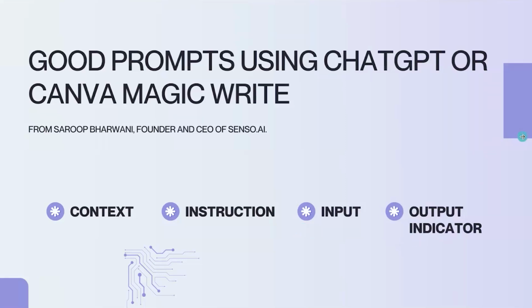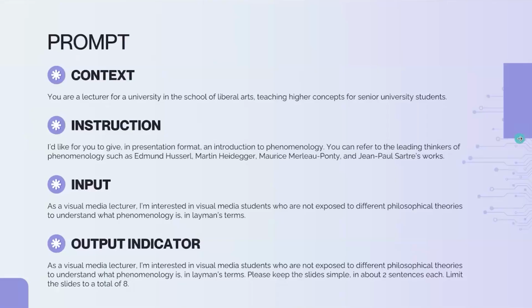What does that mean? So for example, context would be for me asking ChatGPT, giving it context, pretending that ChatGPT is the lecturer so that it knows exactly the parameters that I'm looking for. I said, you are a lecturer for a university in the School of Liberal Arts, teaching higher concepts for senior university students. Boom, context, right? Instruction: I'd like for you to give, in presentation format, an introduction to phenomenology. You can refer to the leading thinkers of phenomenology such as Edmund Husserl, Martin Heidegger, Maurice Merleau-Ponty, and Jean-Paul Sartre's work.